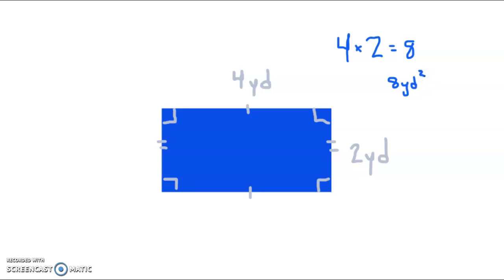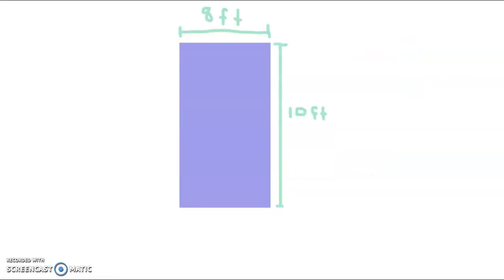Now I'm going to give you guys one last example. So let's say I wanted to put carpet in my room and I need to know how much carpet I need to cover my floor. So I need to find the area of my room to see how much carpet I need. The length of my room is 10 feet and the width of my room is 8 feet.